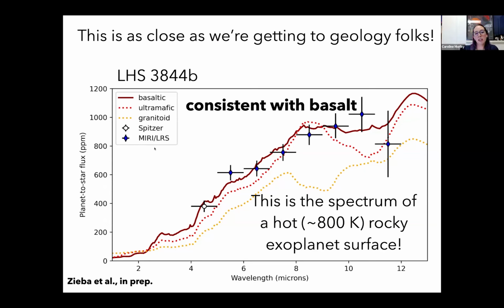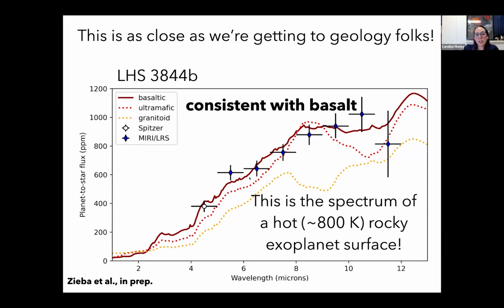So this is our one Spitzer point that we had down here. And then with the MIRI instrument on JWST, we could observe these blue points here. So this is a rocky exoplanet, again, around a small star. This is a little bit hotter. This is about 800 Kelvin. And you can see these features here.